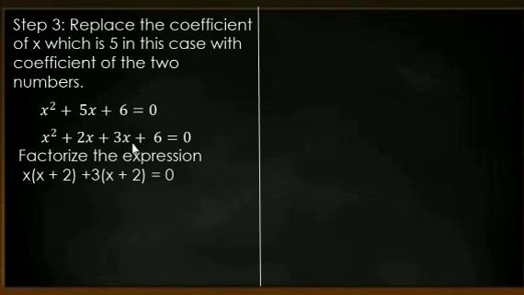Now, looking at 3x plus 6, we realize that the number that can divide 3x and divide 6 without remainder is 3. That's the reason why we have brought out 3. When 3 divides 3x, we'll be left with x. And when 3 divides 6, we'll be left with 2. That's the reason why we now have 3 into bracket x plus 2 equals to 0.